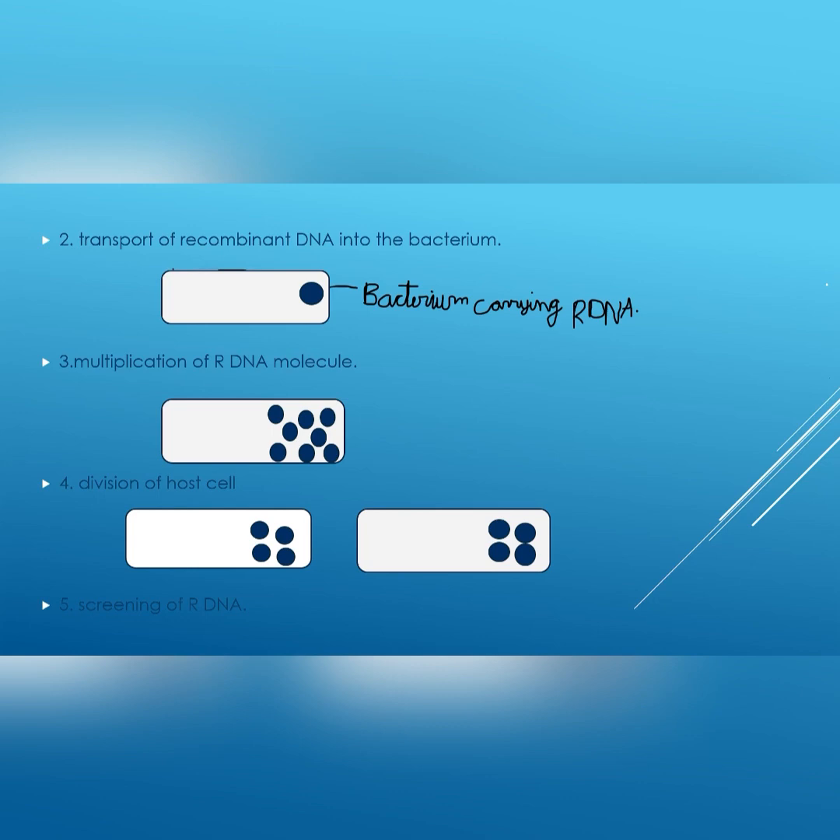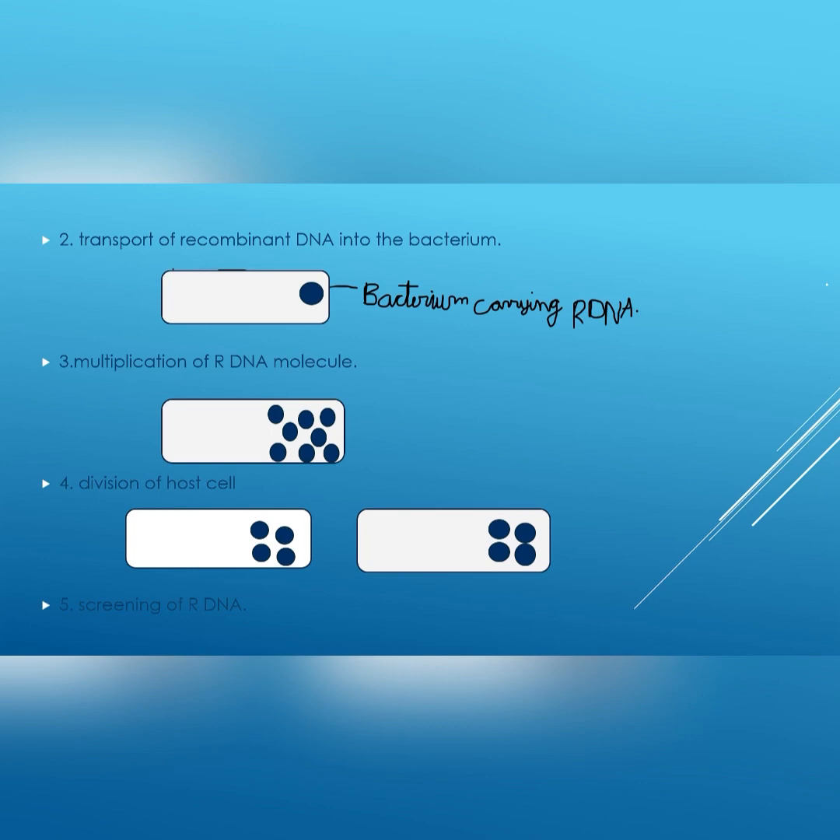And the fourth step involves the division of the host cell. When the host cell divides, copies of the recombinant molecules are passed to the progeny, and further vector replication takes place. And the fifth step involves the screening of recombinant DNA.